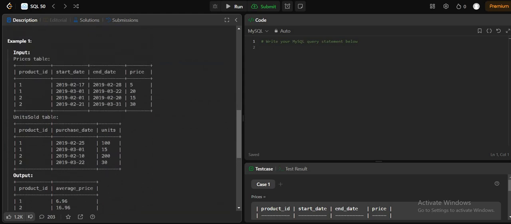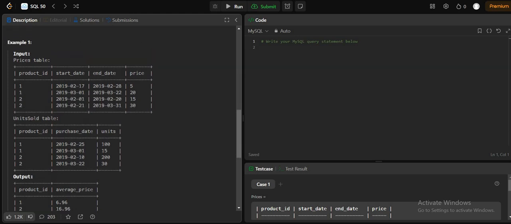Here we have our example. We have this prices table, this unit sold table and this output. In the prices table, we have product ID 1 and 2, having their starting date and ending date. If you look at the first row, product ID 1 has starting date 17 February and ending date 28 February, where the price of that product will be 5. Then again product ID 1 has starting date 1 and ending date 22 March, where the price of this product will be 20.